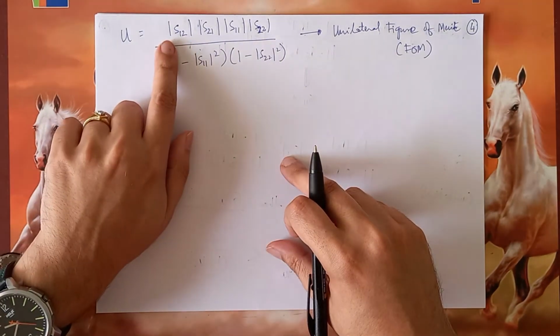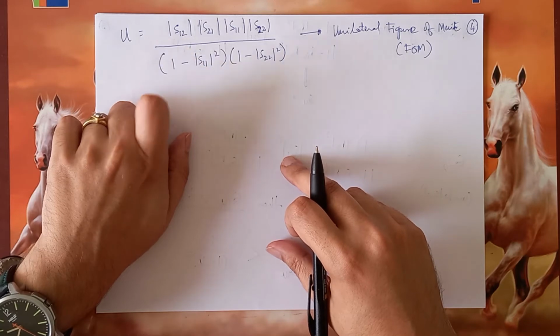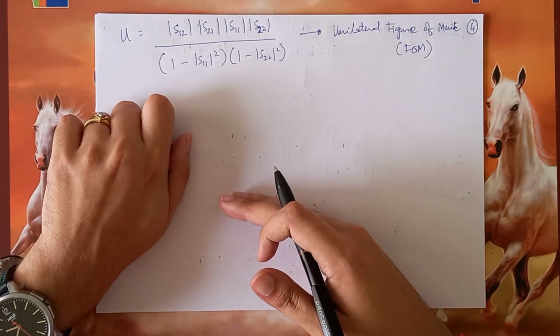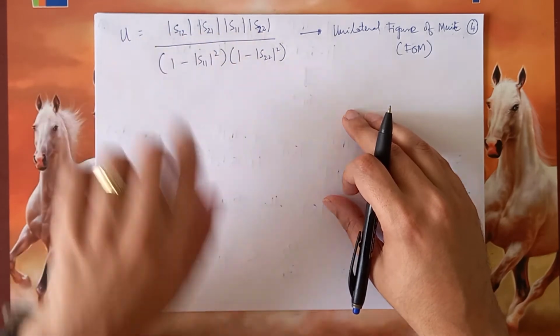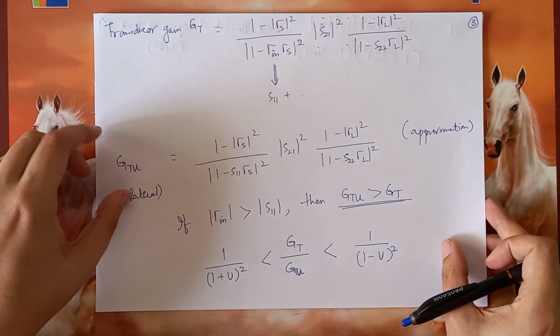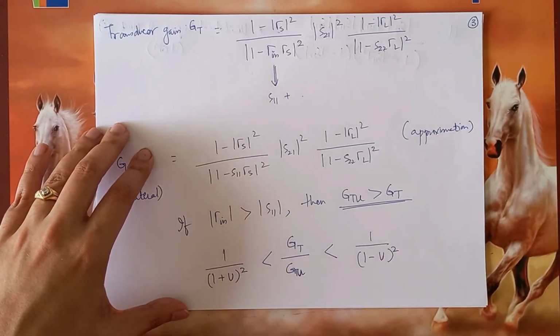If you want to approximate a non-unilateral into a unilateral, obviously S12 should be as small as possible. So therefore, U should be as small as possible. Therefore, if U is as small as possible, then you will see the bound of the error would also be minimum.